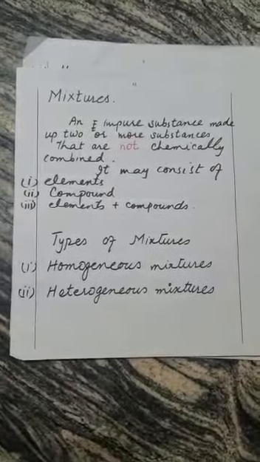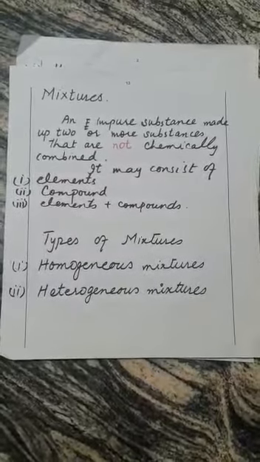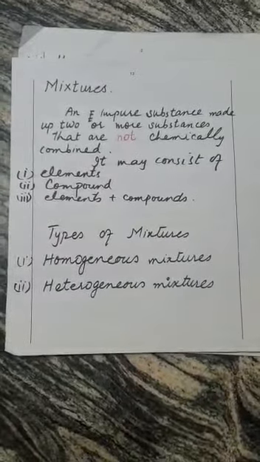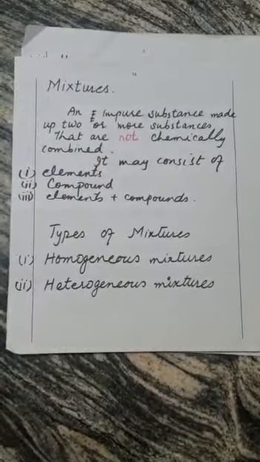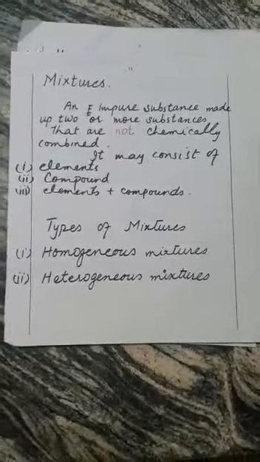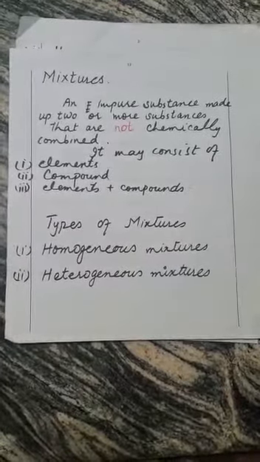Today in the online class we discuss mixtures and types of mixtures. Mixtures are impure substances which are made up of two or more substances that are not chemically combined. In the previous lecture we discussed compounds, and there is a big difference between compounds and mixtures. Compounds are pure substances, whereas mixtures are impure substances.